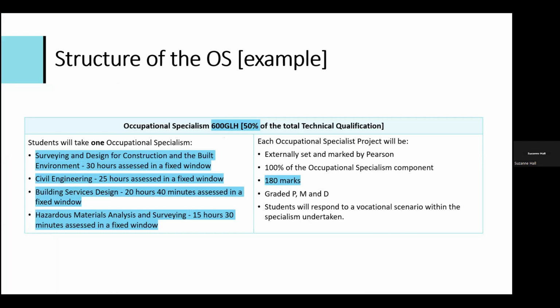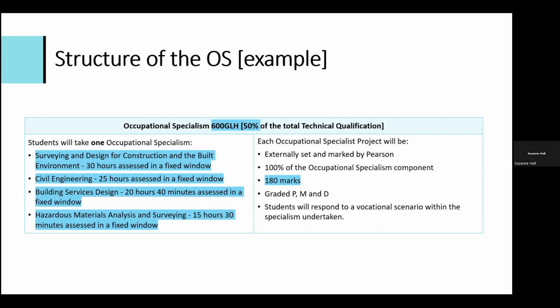This T-level has got 4 specialisms that can be offered, and you can see these in the left-hand column highlighted in blue. And the student will take one of those specialisms. Each T-level has a different number of specialisms, some just 1, some as many as 7. But as I said, a student will only ever take one of the specialisms.